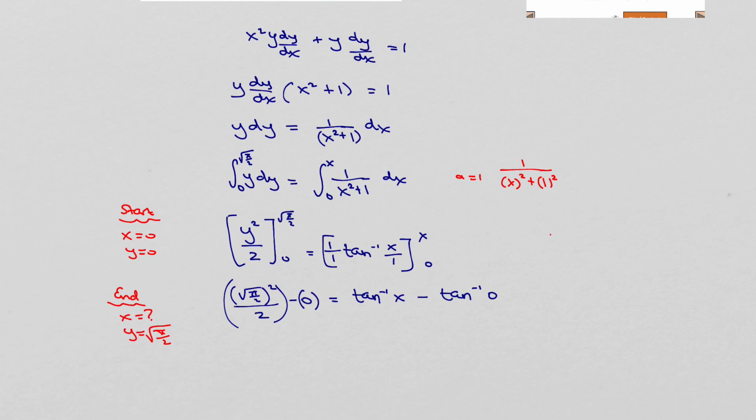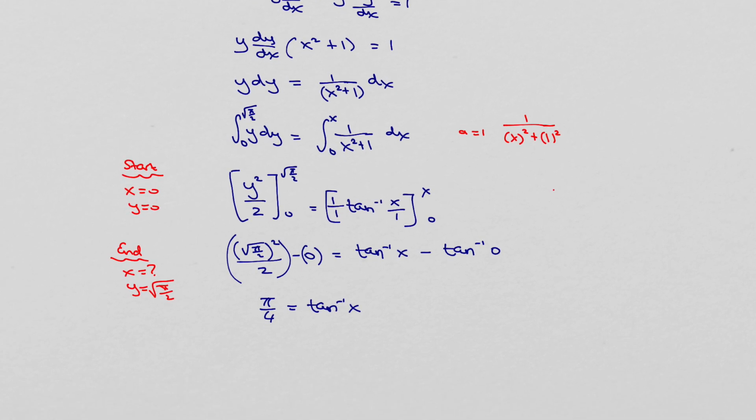So if I square the square root of pi over 2, then that's just going to be pi over 2, over 2, which is pi over 4. And that's equal to tan inverse of x. And tan inverse of 0 is 0. So then that means that x must equal tan of pi over 4. And therefore x is equal to 1.